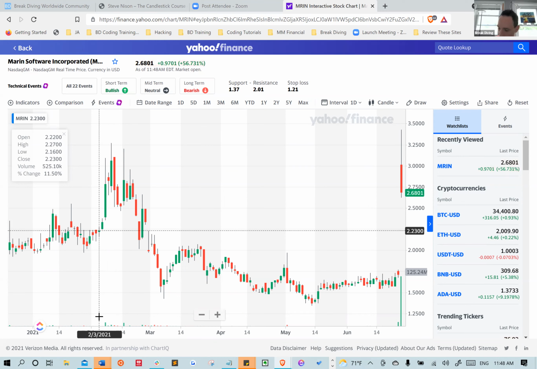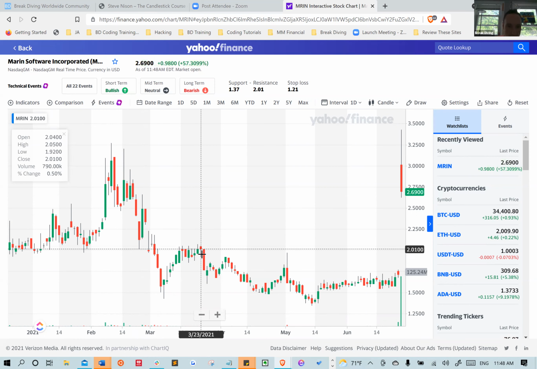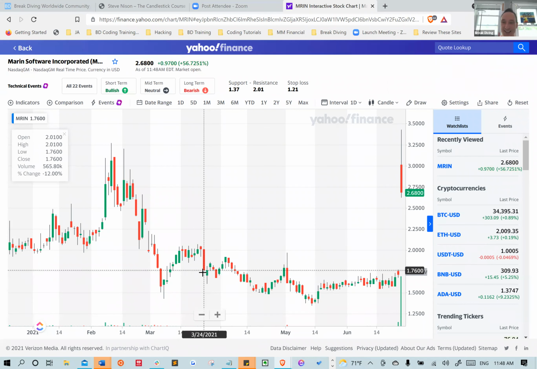We found a hammer. Let's see if we can find a hanging man, which looks like a hammer but is at the top. There's a hammer right there. Yeah, hanging man. That's a terrible thing, though. You had to wait till the next candle, and look how much it lost. That was a terrible signal to wait for.